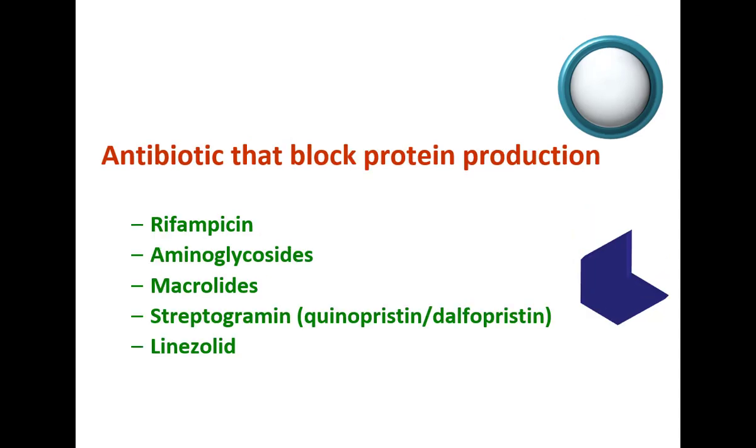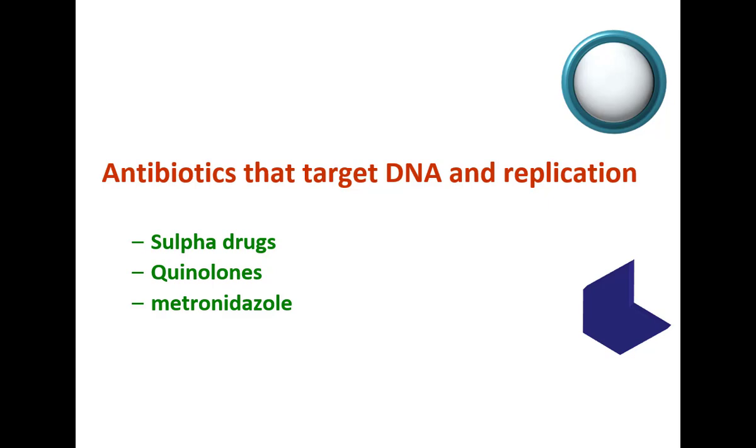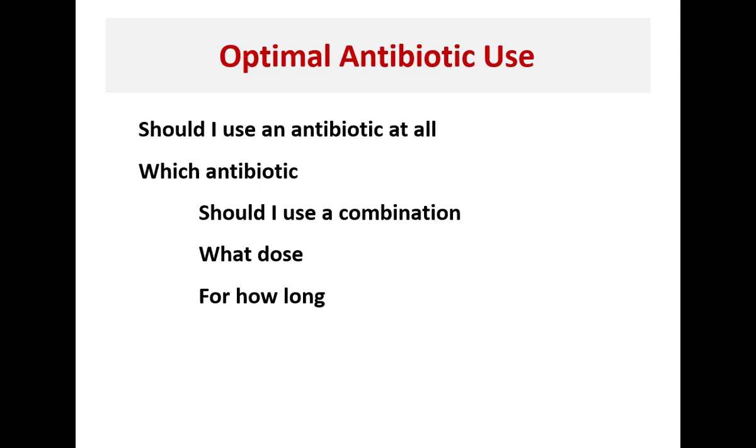Vancomycin, daptomycin, of course, we'll talk. Those that block protein production are rifampicin, aminoglycosides, macrolides, streptogramins, that is synercid, and linezolid, and those that target DNA and its replication are sulfa drugs, quinolones, metronidazole. So now you know which are the drugs which are cidal, which are the drugs which are bacteriostatic.